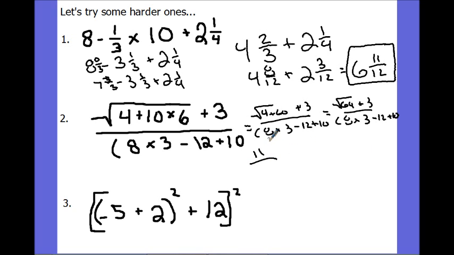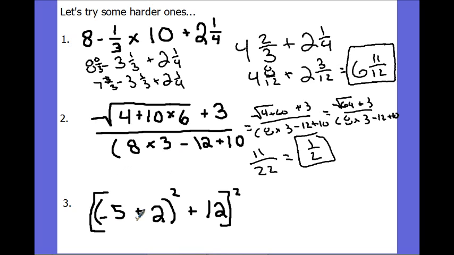So let's see what this says right now, since there's no parenthesis around it because I didn't end it off. We're just going to do what it says. So 8 times 3 is 24, and then we go 24 minus 12, which is 12. 12 plus 10 is 22. So 11 divided by 22, and you reduce that, you would get a half.